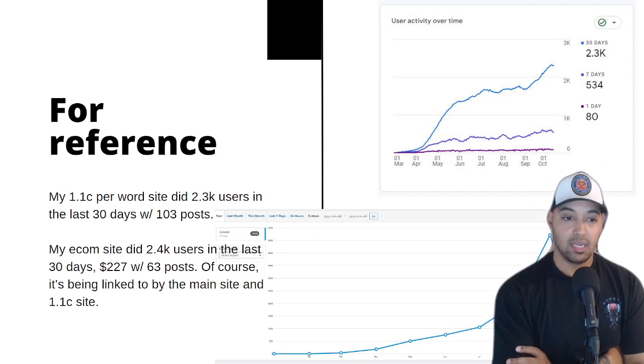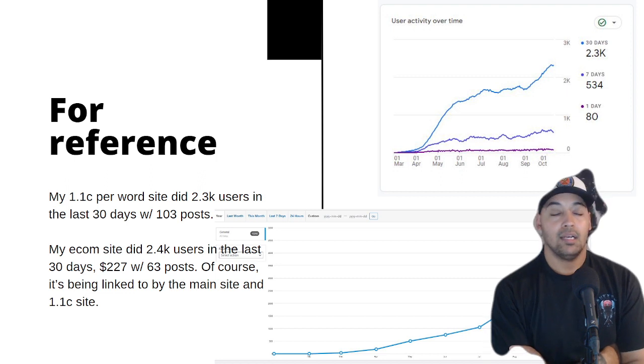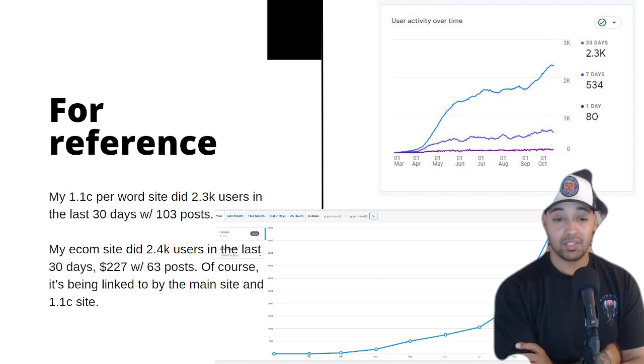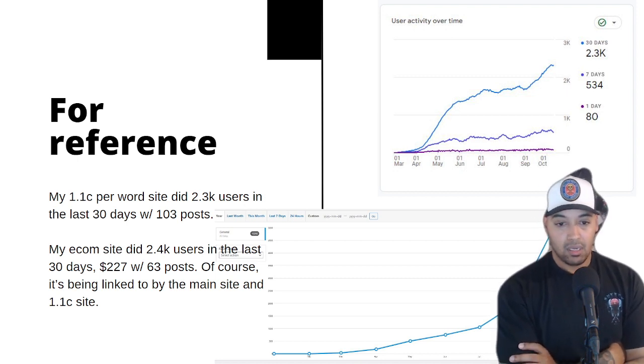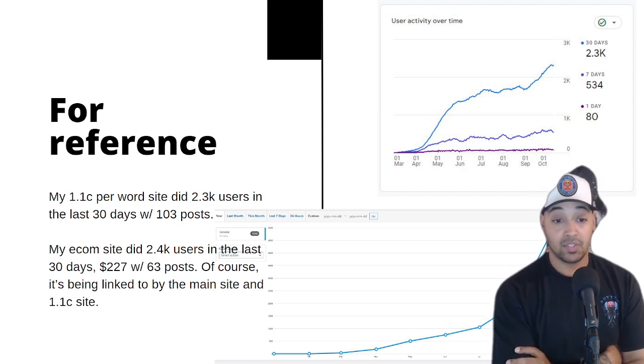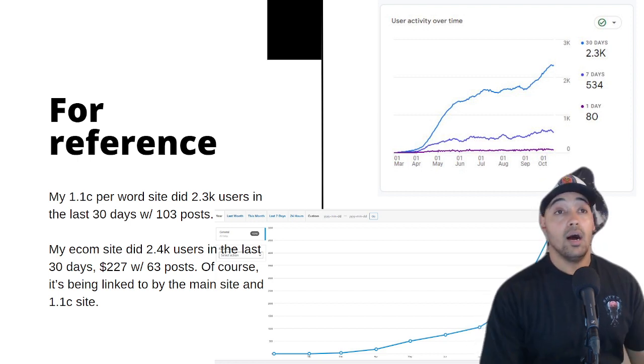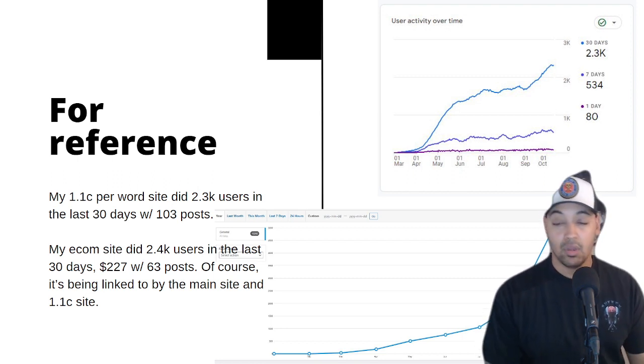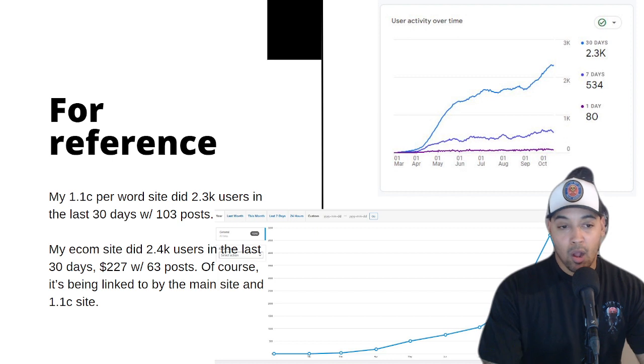My users is easy. And then the e-commerce site did about 2.4 thousand users, a little more than $200, and has only 63 posts. It is being linked to by the main site and the 1.1 cent per word site, but with those 63 posts, I'd say it gets about 1,100 organic visitors per month. And then the other two sites send referral and direct traffic, and it gets some email traffic as well. So I plan on linking to the e-commerce site from all these other sites as well.